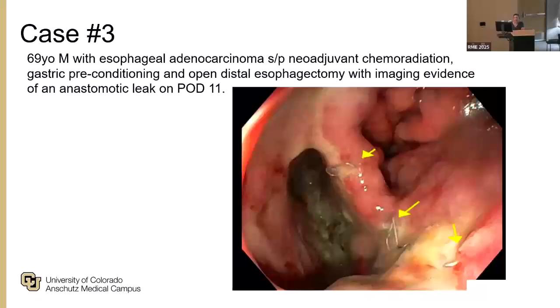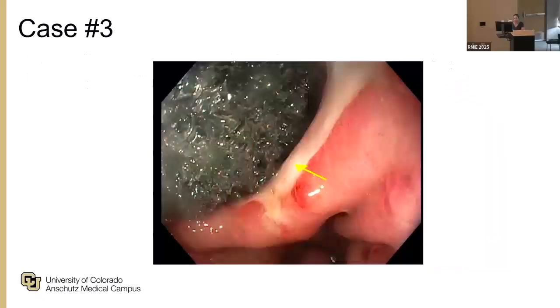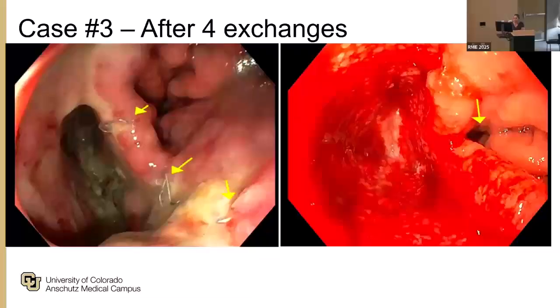The last case I wanted to show you is a gentleman who underwent distal esophagectomy for esophageal adenocarcinoma. At the anastomosis, he developed evidence of an anastomotic leak on post-op day 11. At his index EGD, he had this large defect at the anastomosis. You could see the staples there, and it's connecting to a large cavity. So a partially intracavitary sponge was placed. And after 4 exchanges, this is that resolved cavity. There's no visualization or communication with any other surrounding structures.